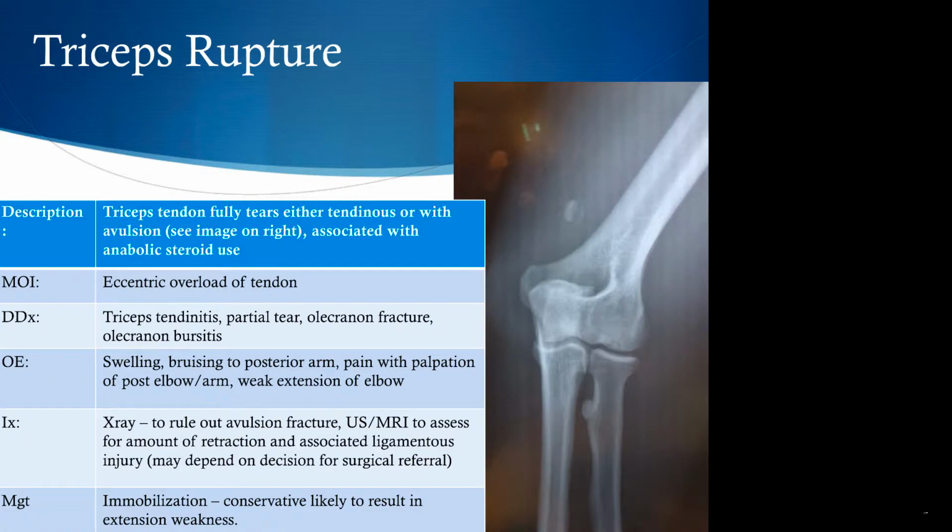Conservative treatment is possible, however, very likely to result in extension weakness. So once again, most of our younger athletes will be referred for surgical referral.